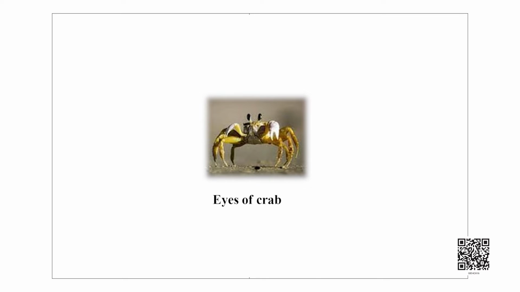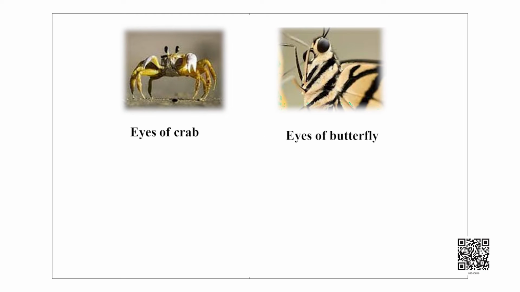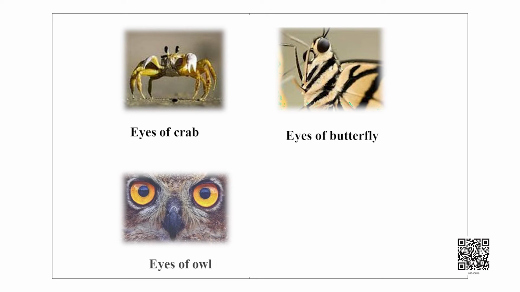Crabs. Crabs have eyes that are quite small, but they enable the crab to look all around. Butterfly. Butterflies have large eyes that seem to be made up of thousands of little eyes. They can see all around.